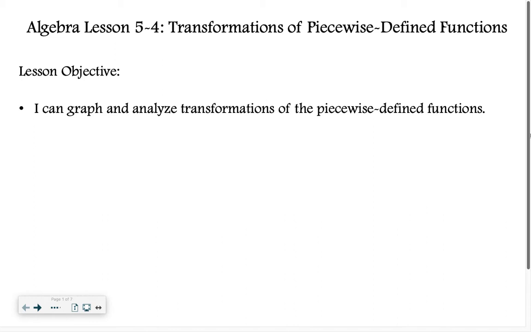So we're going to talk about how all of the different types of graphs can be altered, kind of like how we can shrink them, stretch them, move them up and down, move them left and right. And these rules apply across the board to all of the piecewise-defined functions. Today in the video, we're only going to look at absolute value functions to learn the different rules, but these rules apply to all of the different piecewise functions.